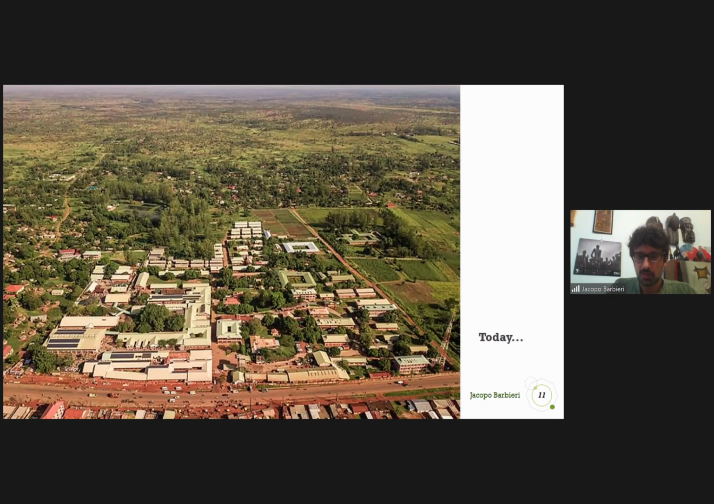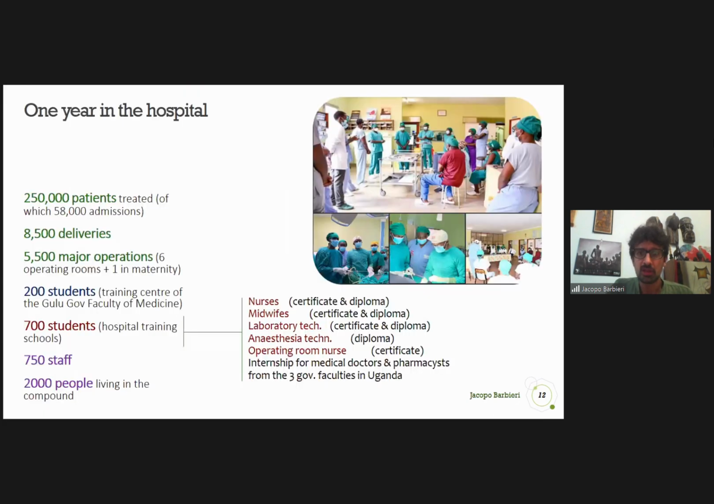The main characteristic of this hospital is that it is like a small city. So it's not only the hospital itself, but it also has different structures and functions. Before going through them, let me just give you an idea of the size of the hospital itself. In 1 year in the hospital, we have on average these numbers. We treat around 250,000 patients. We have 800 and 500 deliveries, more than 5,000 major operations.